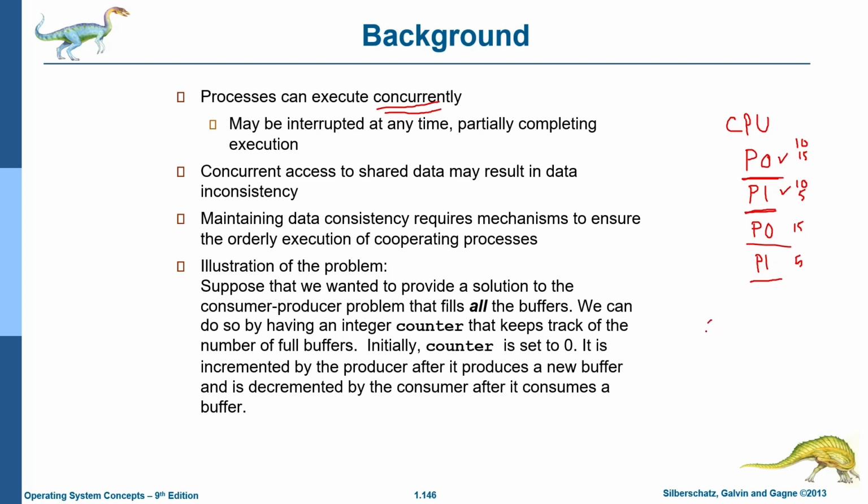If multiple CPU cores are there, CPU 1 and CPU N, then P0 and P1 can run parallelly at the same time. Then the same problem can happen. They're both accessing the same shared memory. That problem can still happen. But it looks kind of obvious that it will happen here, while it does not look very obvious that it will happen in the previous case.